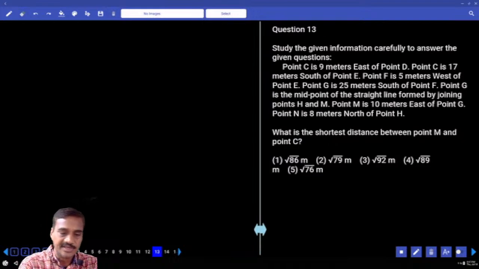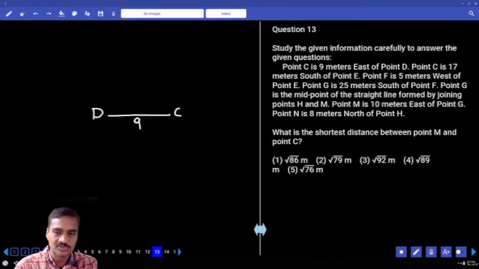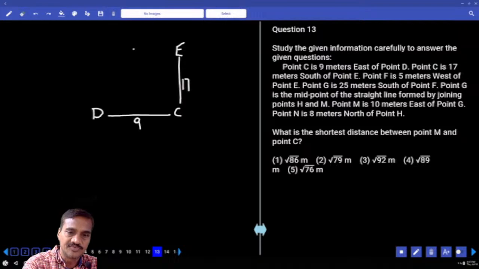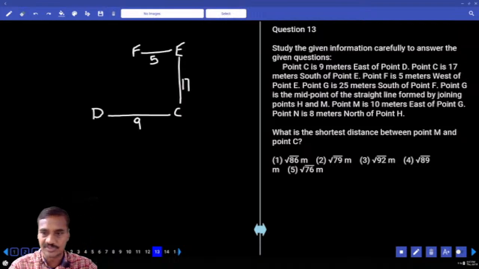Now 13 onwards. C is 9 meters to the east of D. Now D is here, C is here, C is 9 meters to the east of D. And C is 17 meters to the south of E. Now between E and C the distance is how much? 17. F is 5 meters to the west of E. Now this is F which is 5 meters to the west of E.